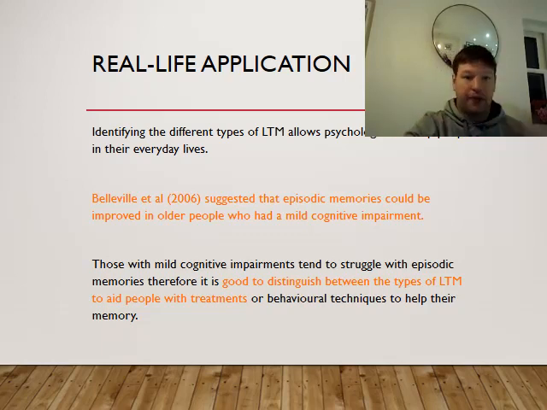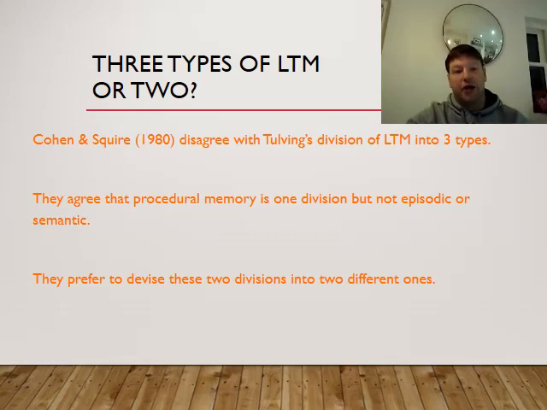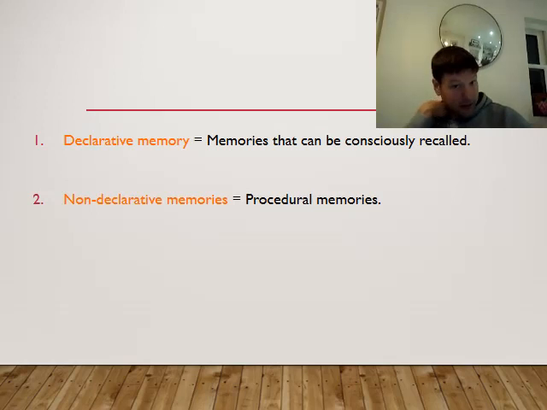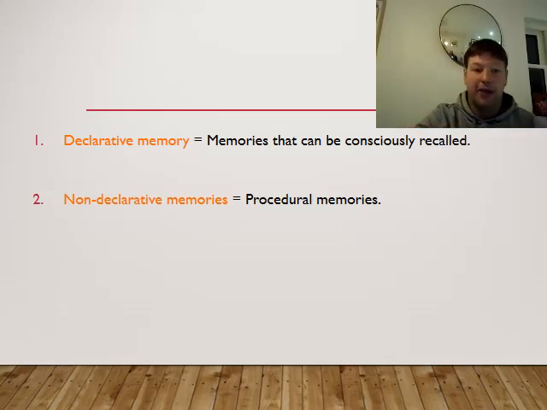A negative here: Cohen and Squire disagree with the idea that there are 3 types of long-term memory, and they believe that there are only 2. They agree that procedural memory is one division, but not episodic or semantic. They put those 2 together, and they prefer to divide long-term memory into 2 different divisions. They are declarative memory, memories that can be consciously recalled, and non-declarative memories, procedural memories. So basically you can finish with the negative that somebody disagrees that there are 3, they say there are still 2. It's still saying that long-term memory is more than just a box, like the multi-store model, but maybe it isn't split into 3.